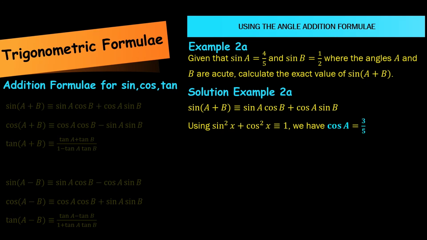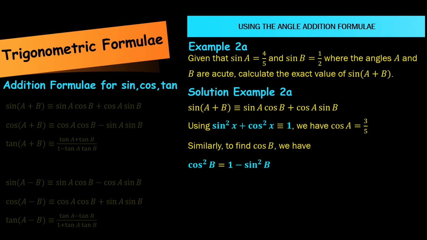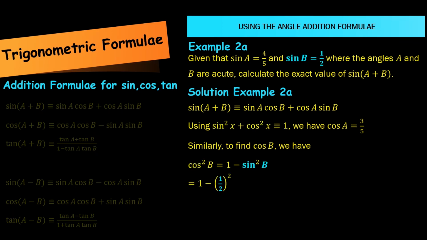So now we have the value of cos A. We're going to find cos B in a similar manner. Again, using the identity sine squared plus cos squared is identical to 1, we have that cos squared B equals 1 minus sine squared B. And so plugging in the value of sine B as shown, gives us that cos squared B equals 1 minus 1 over 4, which is equal to 3 over 4.